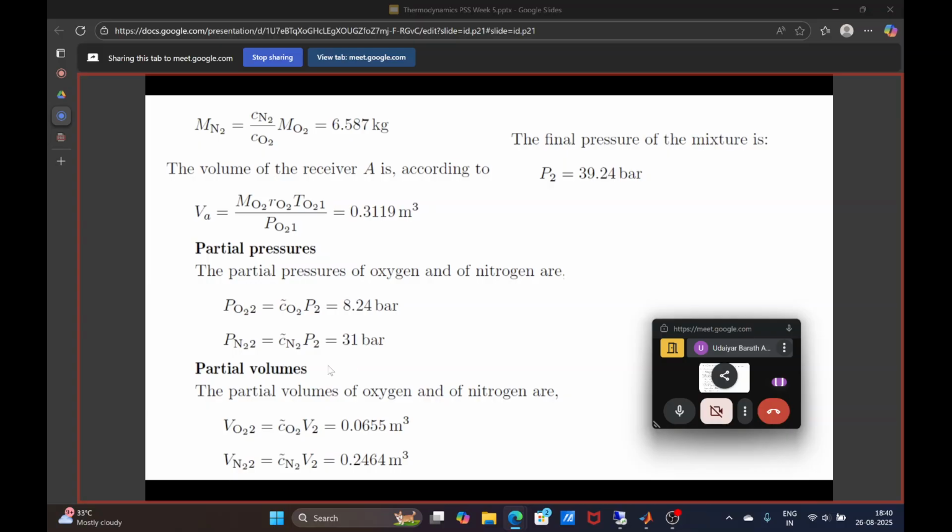Similarly, you can find out the partial volumes. That is the mole fraction into the total volume, which gives you the partial volumes. So V of O2 is the mole fraction times V2, which gives you 0.0655 meter cube, and similarly for nitrogen it's 0.2464 meter cube.